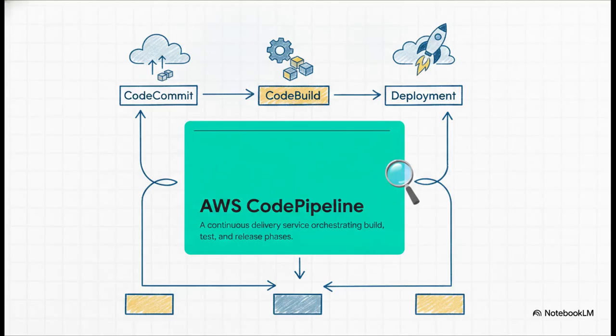So, the crucial point here is AWS Code Pipeline. This is the big boss, the ultimate manager of the whole operation. It's a fully managed, continuous delivery service that orchestrates the build, the test, and the release phases. It connects everything into one seamless, continuous workflow. Because let's face it, without this, you're just stuck doing everything manually.